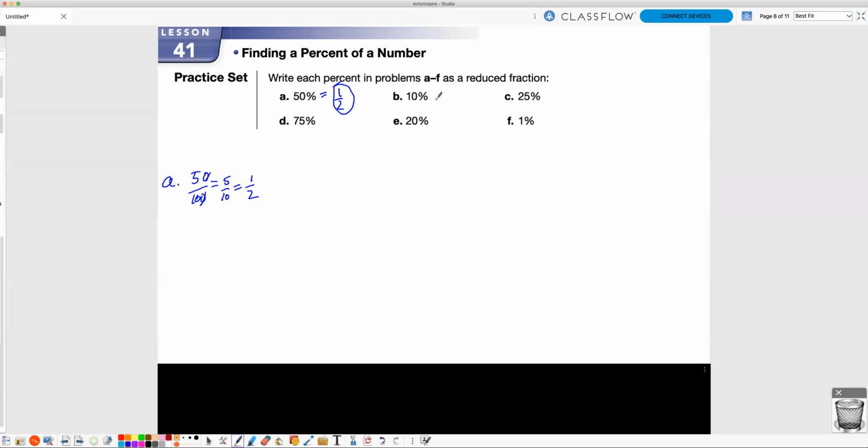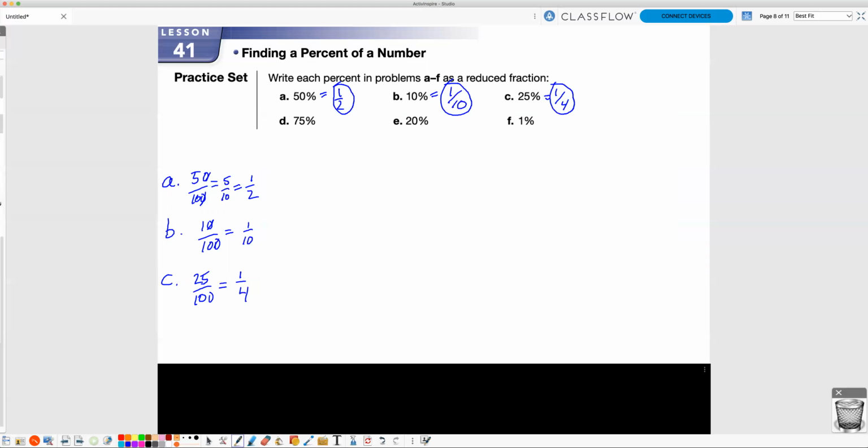Letter B, 10%. Your answer should have been 1/10, because in letter B, you know that 10 out of 100 is the same as, if you take the zeros off, 1/10, and that's the reduced fraction. Letter C, 25%. 25% as a fraction is 25 over 100, but if you reduce it, you'd end up with 1/4. So for letter C, 1/4 would be the reduced fraction.